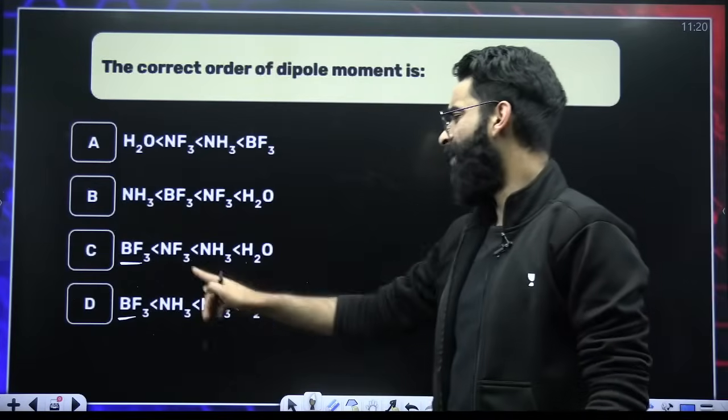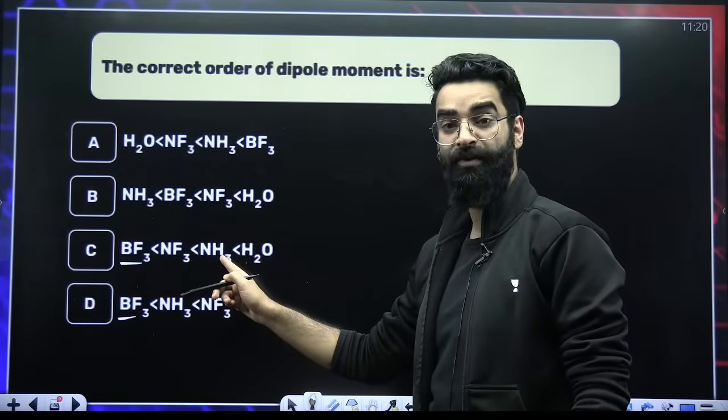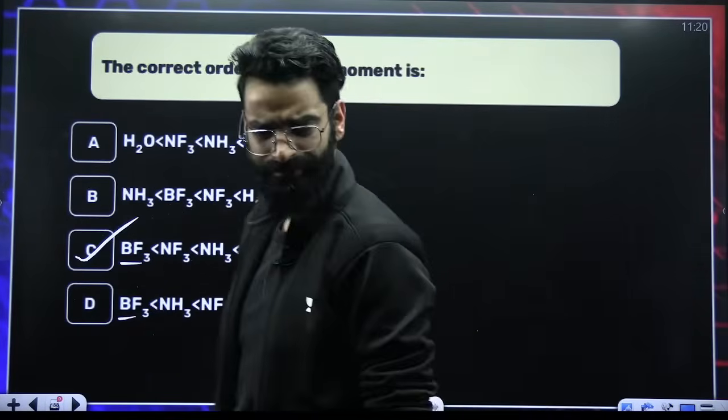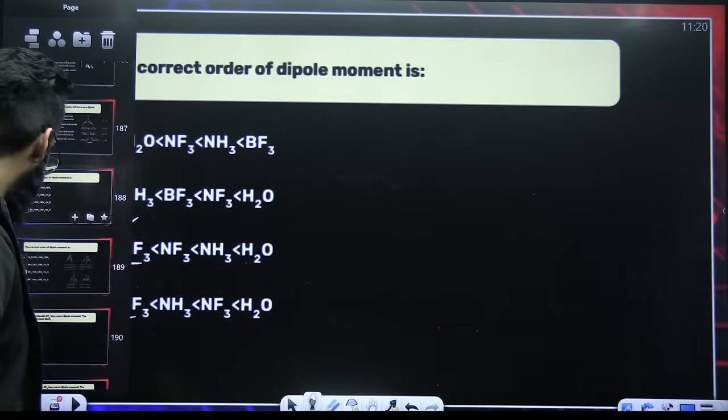Perfect. Now, among NF3 and NH3, which one has got more dipole moment? NH3 has got more dipole moment than NF3. We have discussed that. So it's directly option C. We have done it yesterday, if you remember.